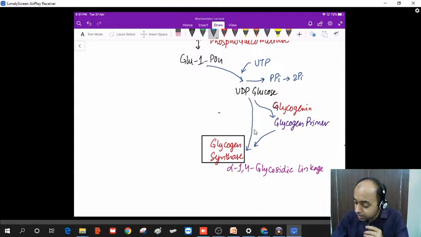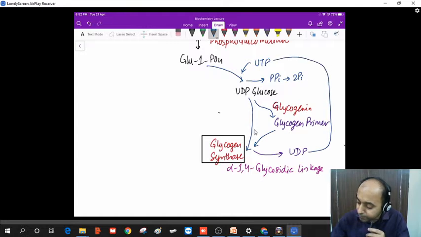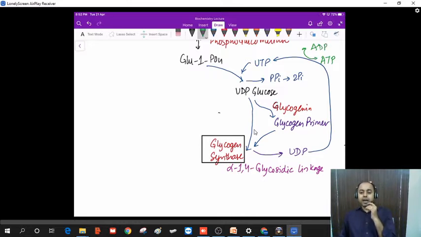But what happens in this reaction? The UDP is released, and this UDP, with the help of ATP, gets converted back to UTP. All right.